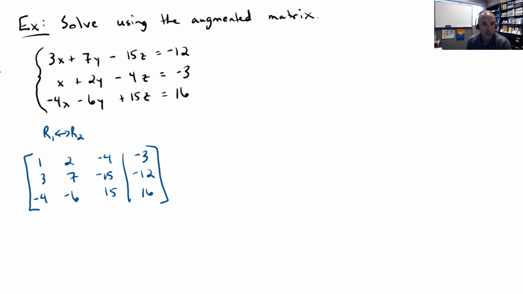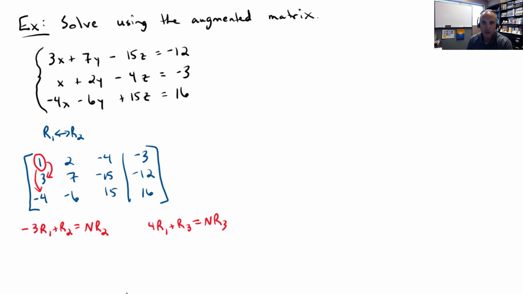Now we're going to do our column by column assassination of the terms we don't want. In this case, we want to keep our 1 and use it to eliminate the 3 and the negative 4 through 2 different row operations. If I turn my 1 into a negative 3, that will eliminate the 3 in row 2. So I'll take negative 3 times row 1 and add it to row 2 to give me a new row 2. We'll write that out momentarily. And then to eliminate my negative 4, I want to turn my positive 1 into a positive 4. So I'll do 4 times row 1 and add that to row 3 to give me my new row 3.